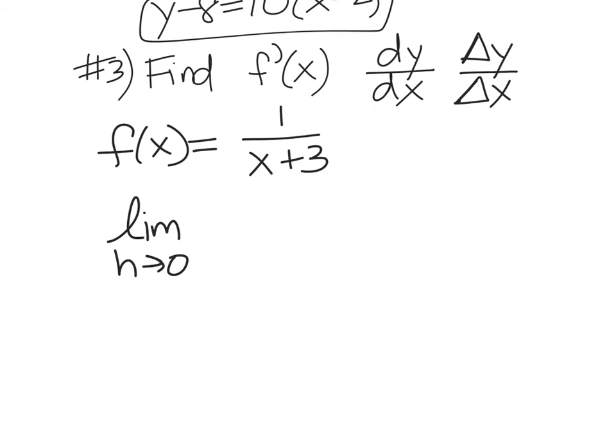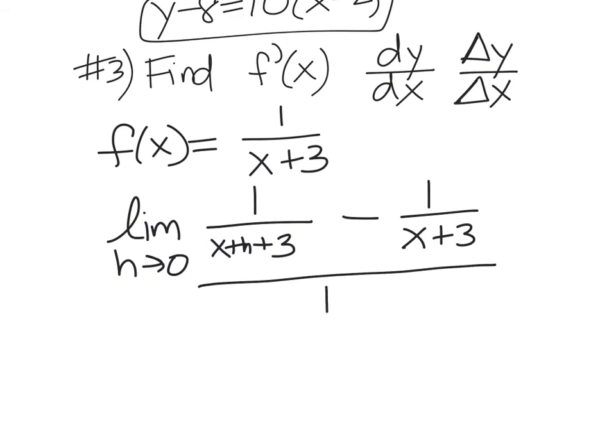All right, so we're going to do f of x plus h. That's the first part. So it's 1 over, and anywhere you see an x, you're going to replace that with x plus h. So it's 1 over x plus h plus 3, minus f of x. f of x is what they give to us, which is 1 over x plus 3. And this is all over h. That's just plugging it into the formula.